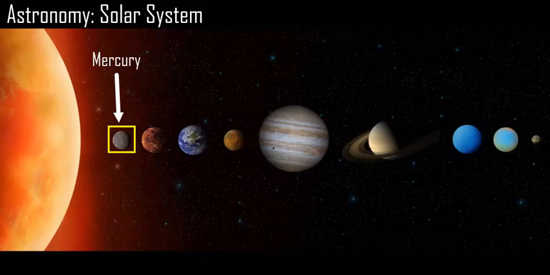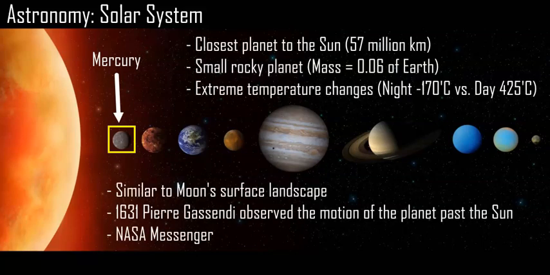So Mercury is the closest planet to the Sun. It is pretty similar to the moon's surface in terms of how it appears. It has a revolution of 88 days. It has extremely high temperatures and fluctuations from night and day due to the proximity of the Sun, in terms of 425 degrees during the day to minus 170 degrees at night. So a very large swing of temperature.